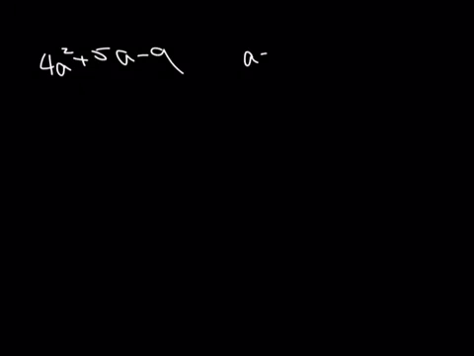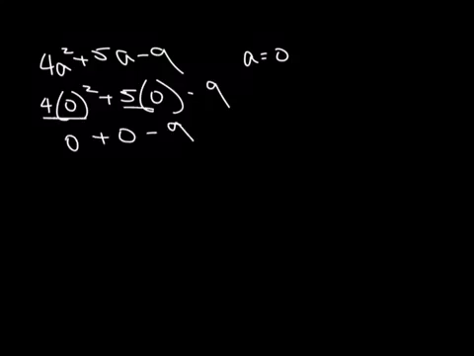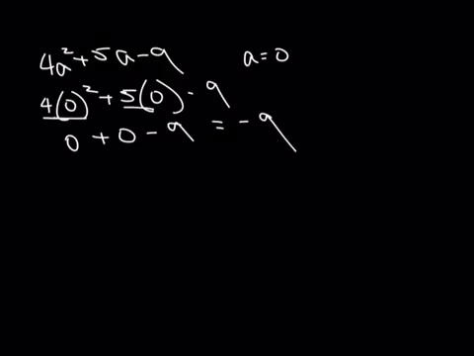19 through 26, evaluate each polynomial for the given value of the variable. So they just give you your x and you stick it into the problem. If you look at number 24, they give you 4a squared plus 5a minus 9, and they say a equals 0. So we will put 0 in. Anything times 0 is 0, anything times 0 is 0, minus 9, so I get negative 9 for my answer there for number 24.